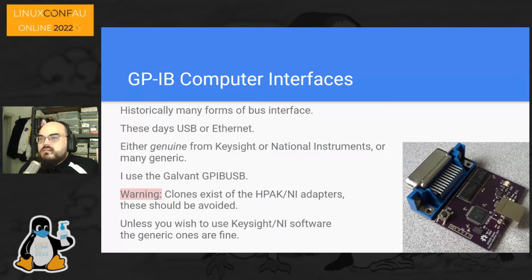You can get nice generic open source hardware GPIB interfaces. That's a Galvant GPIB USB. It's the sort I use. It works fine. Both Keysight / Agilent Hewlett-Packard and National Instruments, the two companies that are most known for GPIB equipment, have USB interfaces. The really big warning here is clones of those devices do exist. The clones are known to be buggy. It's a little hard to actually get good options, which sort of means unless you have a reason to use the Keysight or National Instruments tooling, probably just use the generic ones. And the generic ones are nice and cheap, so wonderful.